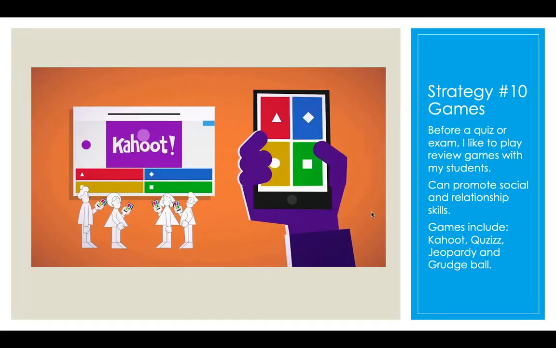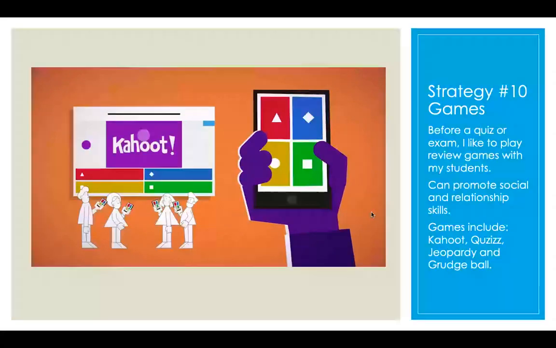And then finally, strategy number 10 is I like to give a lot of games or activities that they get to work on with one another. Before a quiz or exam, I like to play review games with my students, and this promotes social and relationship skills. Some of these games would include Kahoot, quizzes, Jeopardy, and Grudge Ball. Grudge Ball is a particular game that I love playing with my students. You get to see their competitiveness come out when you play this, and it's a fairly simple game.